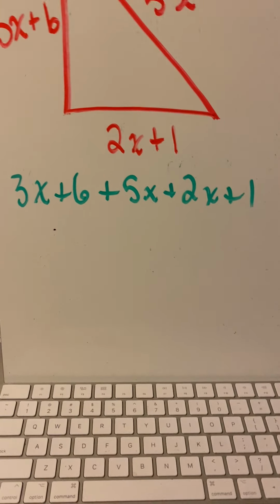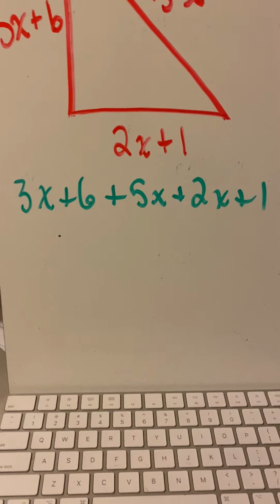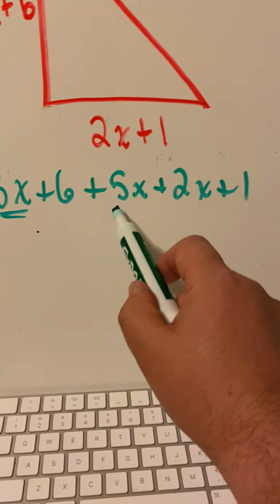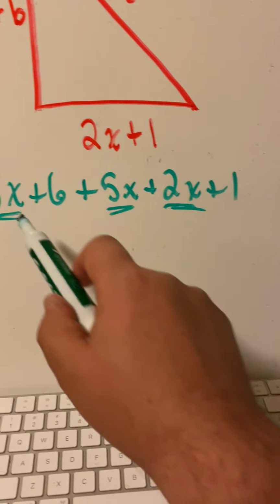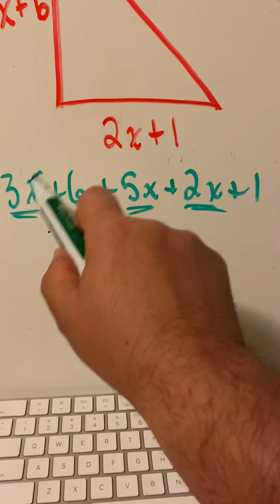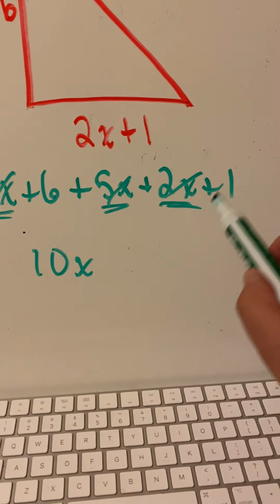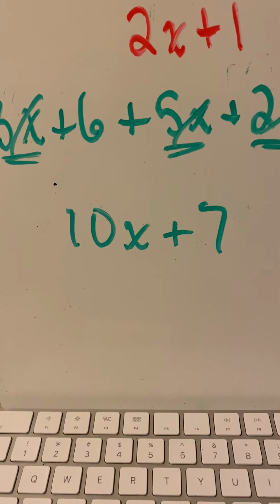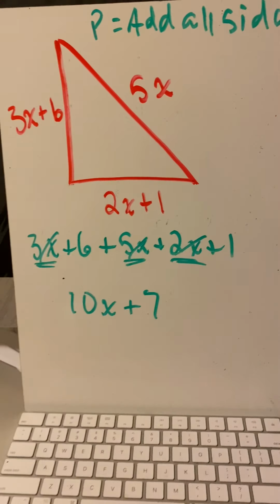When we were doing combining like terms, you probably did this last year, did it a little bit this year. Add the x's with the x's. 3x, 5x, and 2x make 10x. The x's are done. 6 plus 1 is 7. So the perimeter of this object is 10x plus 7. I'm not a huge fan of doing it that way.